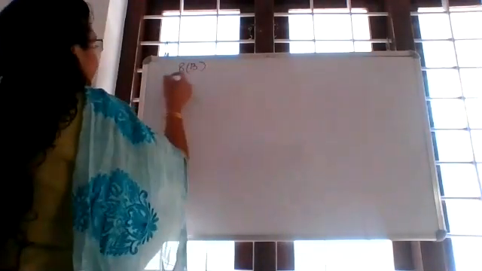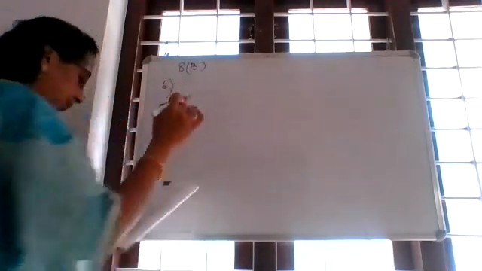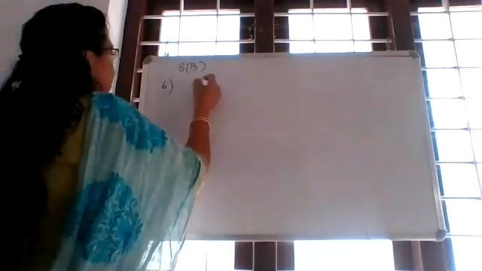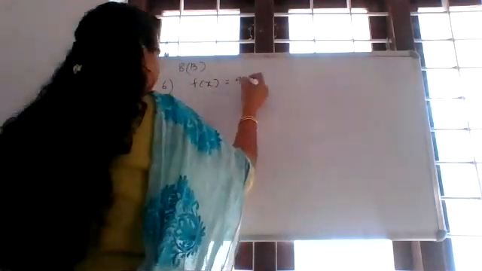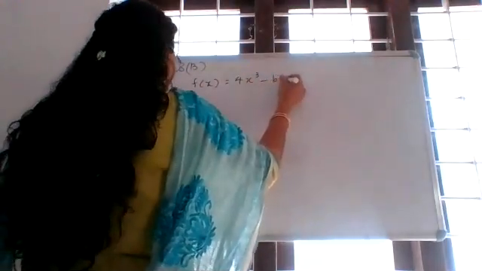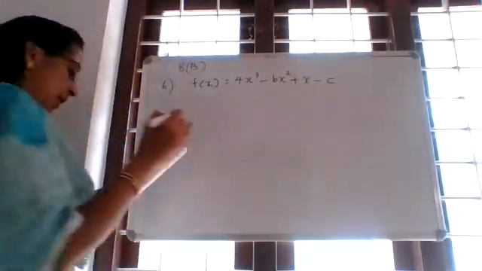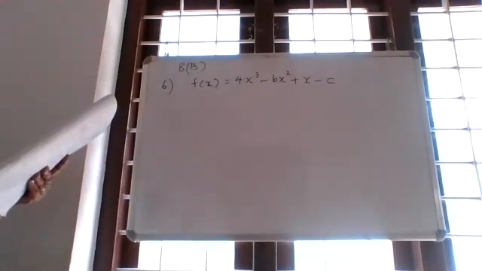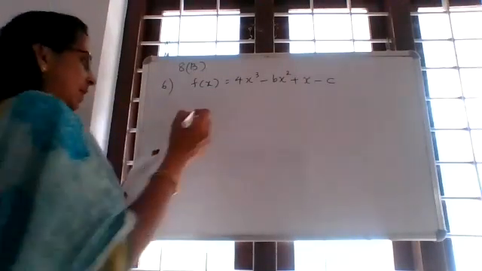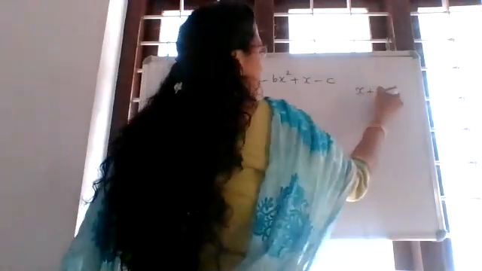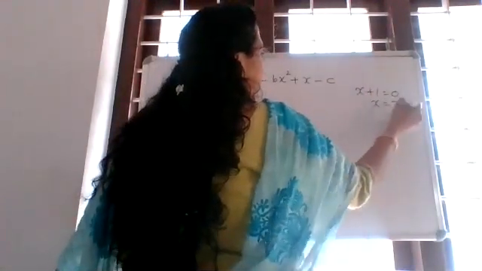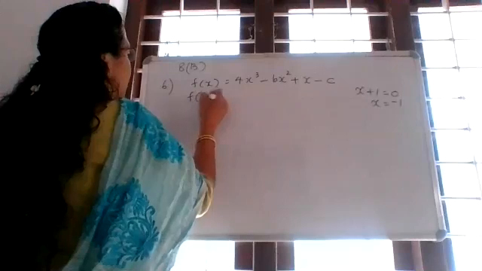8b. Question number 6. f(x) = 4x³ − bx² + x − c leaves remainder 0 and 13 when divided by x + 1 and 2x − 3. So x + 1 = 0, so x = −1. Replace x with −1 first.